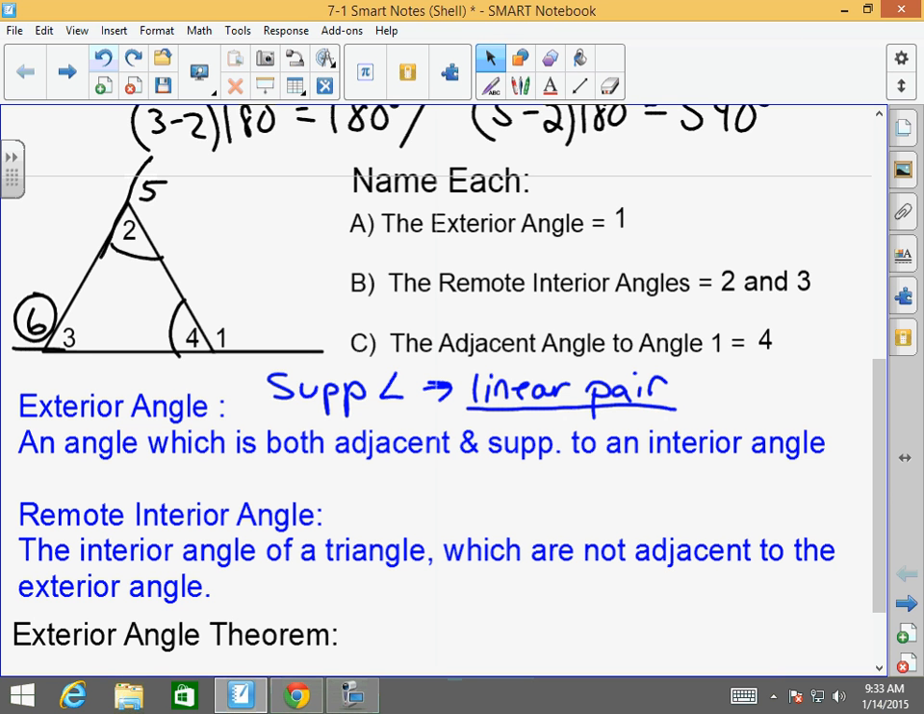So the remote interior angles, those are the interior angles, sorry, of the triangle, which are not adjacent to the exterior angle. So this technically should be remote interior angles. I should say, the interior angles of a triangle which are not adjacent to the exterior angle. That's my bad. I apologize.